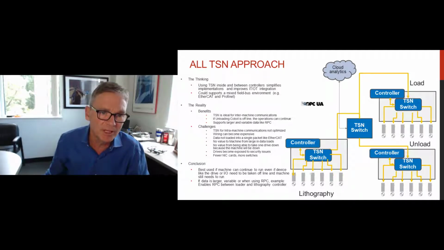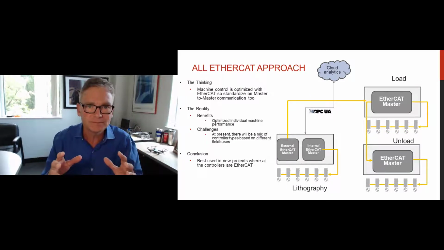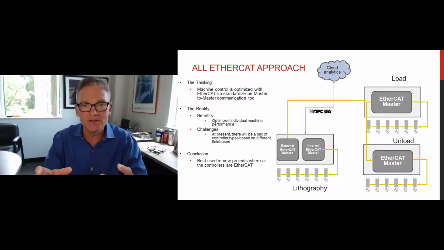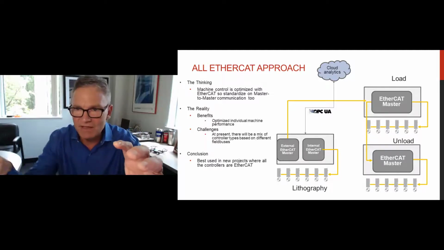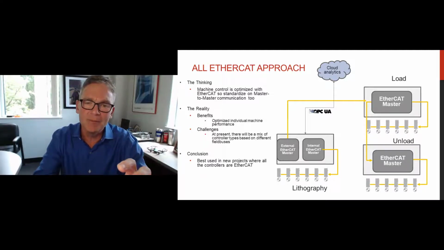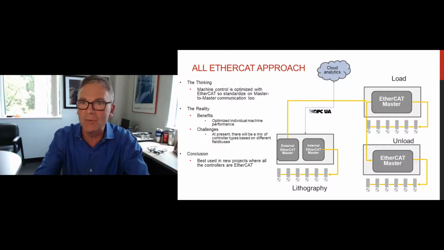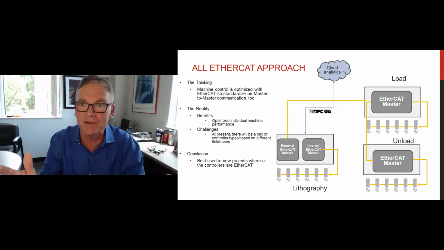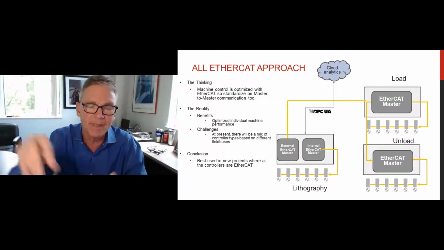The next approach would be more or less an all EtherCAT approach. So in this model, you can see that we have the lithography machine runs with a single daisy chain cable, and same with the load and unload robot. Looking at the unload robot, if one servo drive goes down, then the other 5 servo drives inside that unload go down. But the fact of the matter is, I can't run a 6-axis robot unless all 6 axes are working.